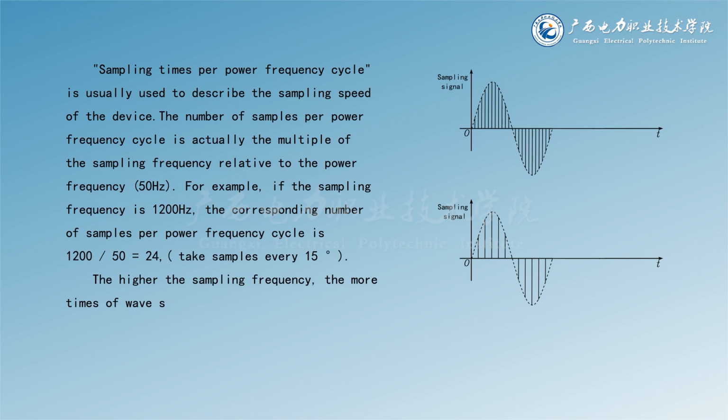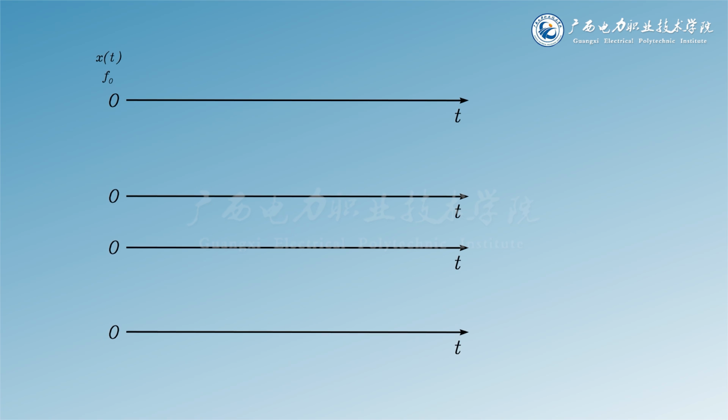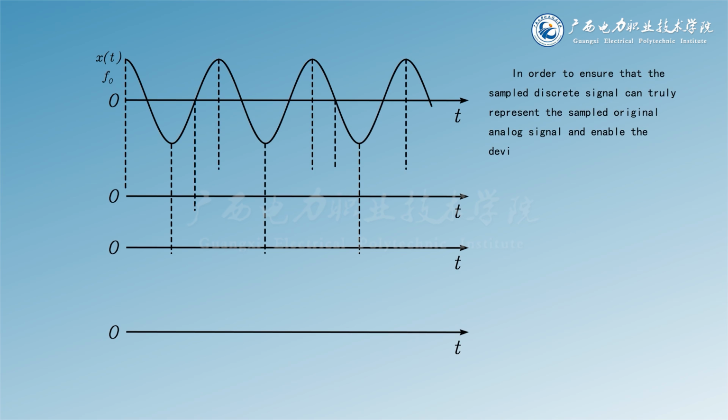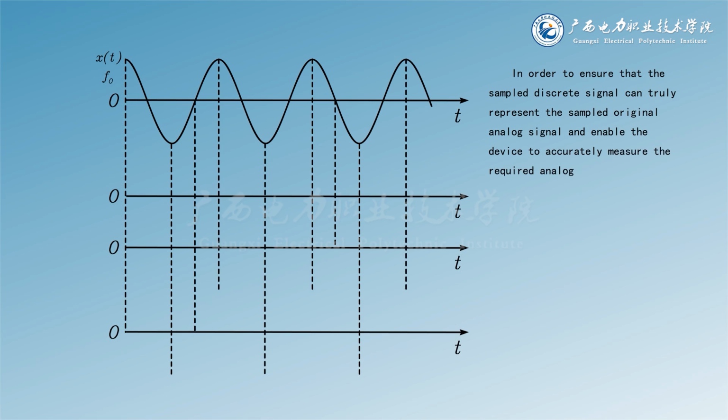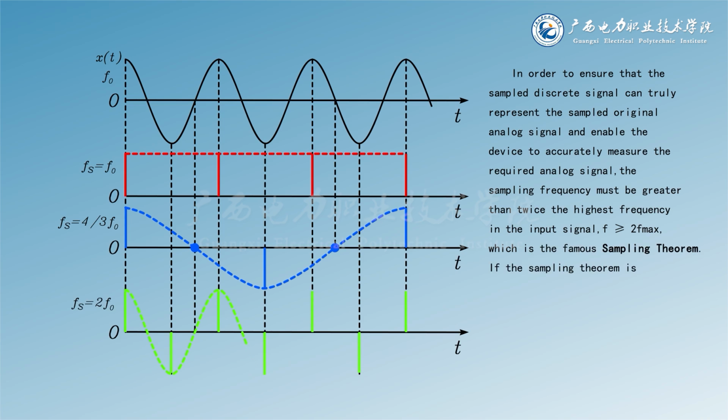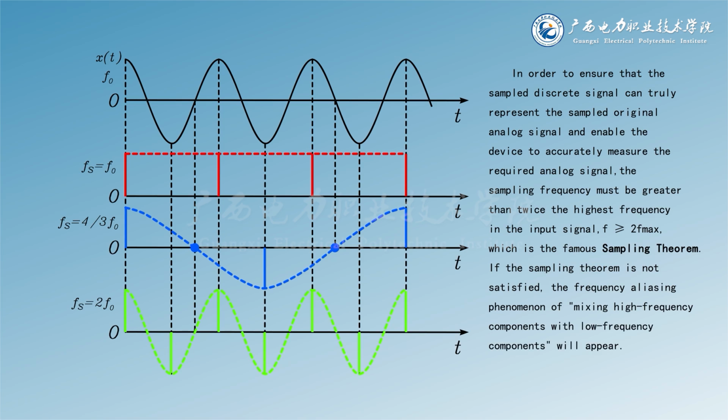The higher the sampling frequency, the more times of sampling per cycle, and the more accurately the device will measure the analog signal. In order to ensure that the sampled discrete signal can truly represent the original sampled analog signal and enable the device to accurately measure the required analog signal, the sampling frequency must be greater than twice the highest frequency in the input signal, fs greater than or equal to 2 fmax, which is the famous sampling theorem. If the sampling theorem is not satisfied, the frequency aliasing phenomenon of mixing high-frequency components with low-frequency components will appear.